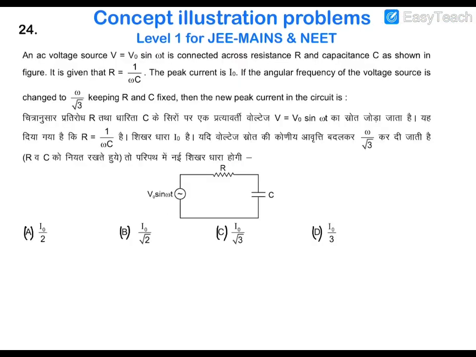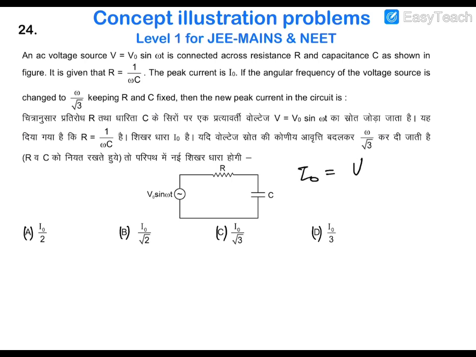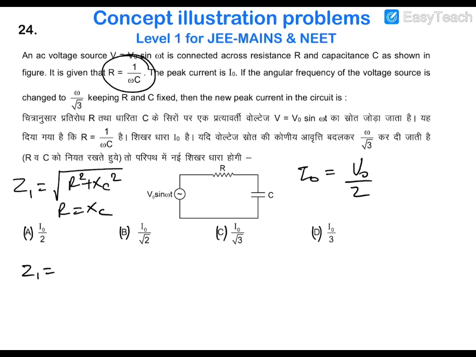In this question, you can see that there is an RC series circuit which is connected with a voltage source, that is V naught sine omega t, and it is given that R is equal to 1 upon omega C initially, and the peak value of the current is I naught. So we can say that the peak value of the current I naught will be equal to V naught by Z, and Z initially will be under root of R square plus XC square. Now as you can see that R is equal to XC, then surely we can say that Z is root 2 R.